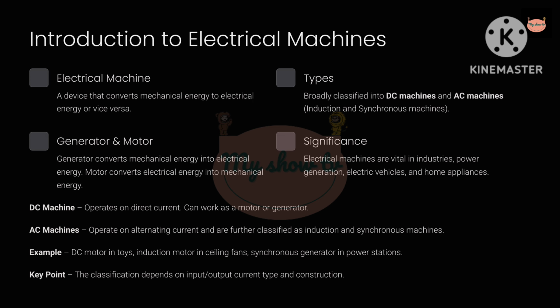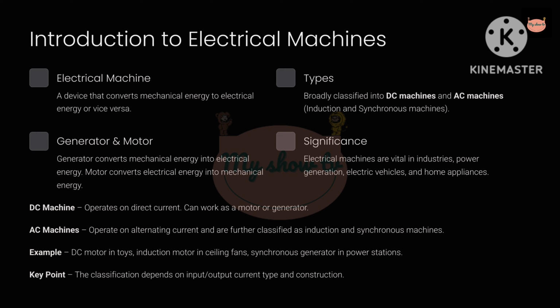Slide 1. Introduction to electrical machines. An electrical machine is a device that either converts mechanical energy into electrical energy or electrical energy into mechanical energy. This is the foundational definition every student should clearly understand. There are two main categories: DC machines, which operate with direct current, and AC machines, which include induction and synchronous types and operate with alternating current.